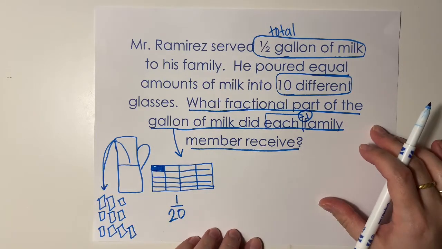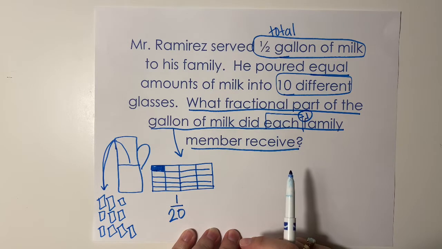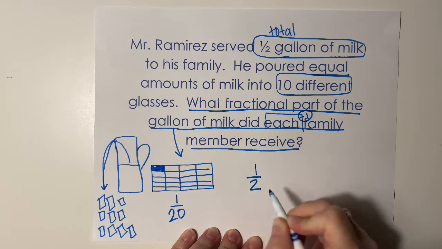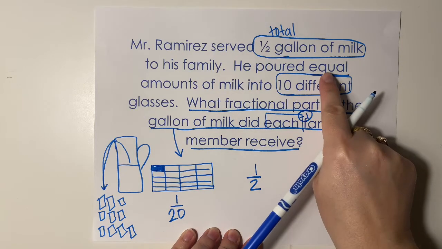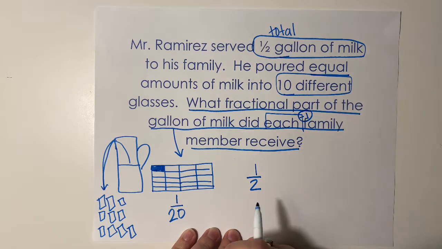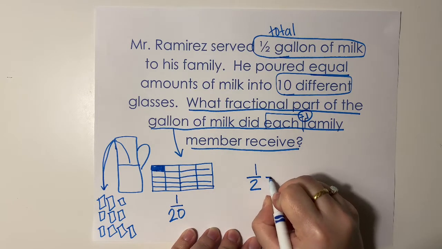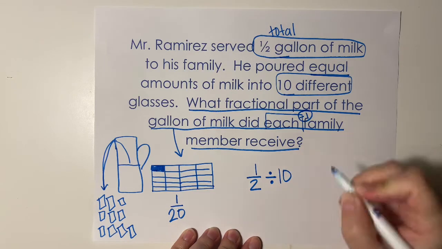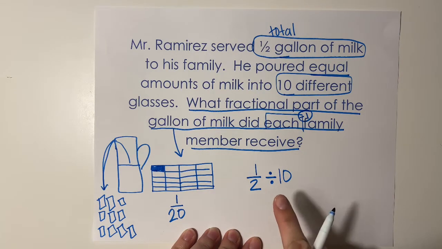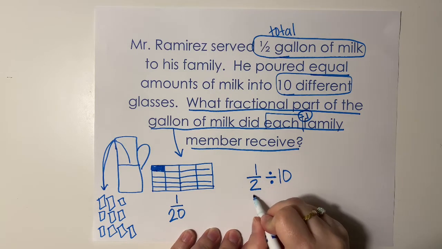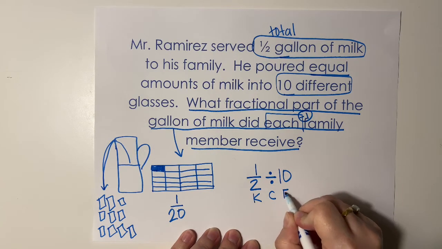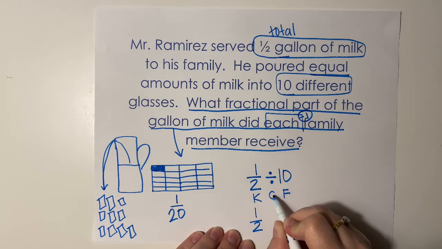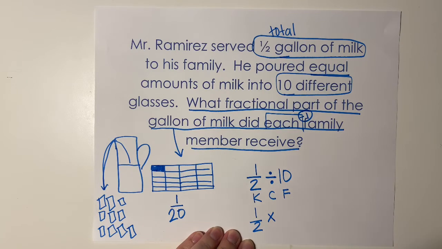Now you know we always can solve with our algorithm. Let's go back. What did we start with? We started with a total. So my total was 1/2. I'm splitting it equally among 10 different people. So I'm splitting it or sharing, meaning I'm going to divide, and I'm dividing it between 10 people. And remember, when we're dividing by fractions, we can keep, change, flip. I'm going to keep my 1/2, change my division to a multiplication, and I'm going to flip.